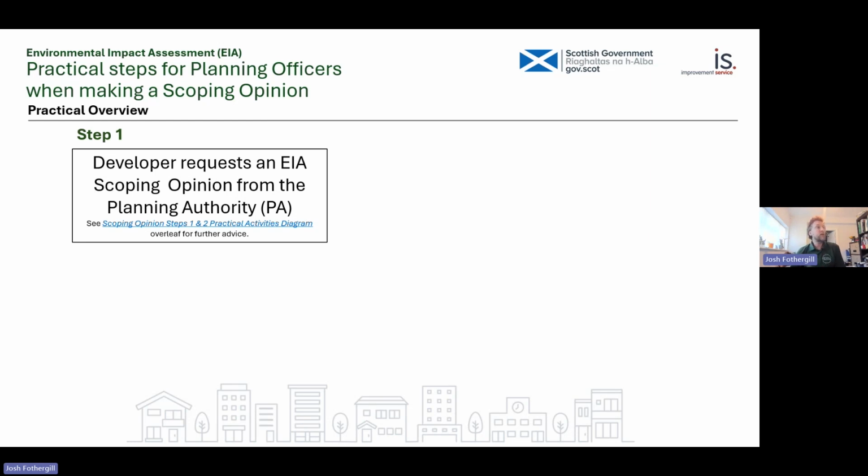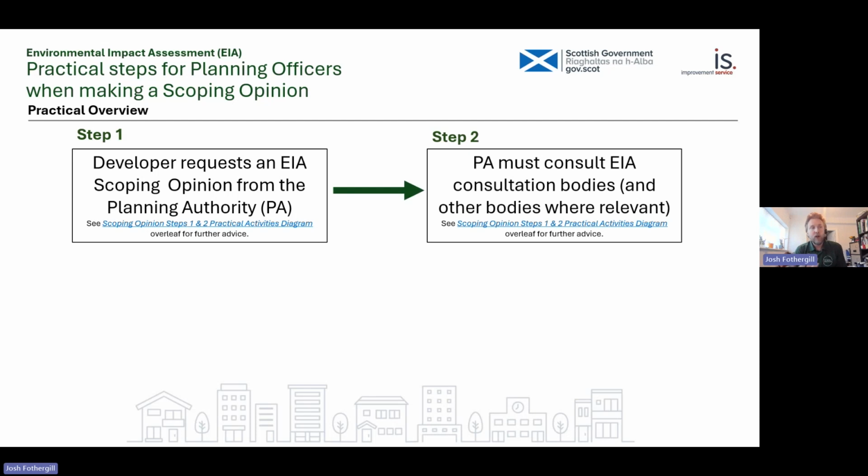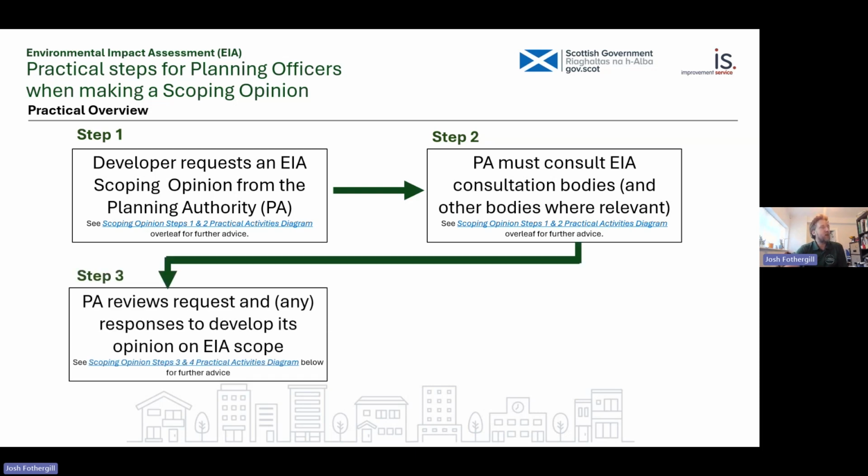So the first step is that the developer actually makes a request for a scoping opinion. That's a voluntary activity, but if they do choose to do that, it's going to trigger some formal activity by yourselves. So you get a developer's request for a scoping opinion. What should I include in my EIA report? Then there's a requirement for you to undertake consultation with the consultation bodies and others. We'll go on to those on the next pages.